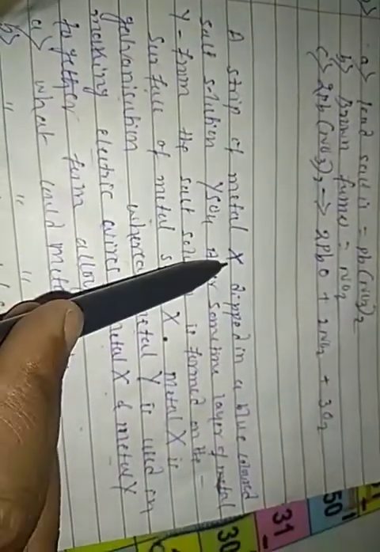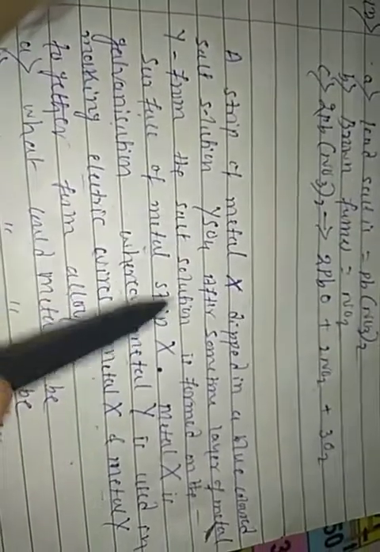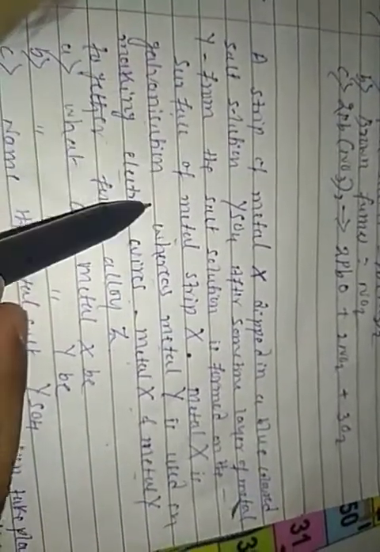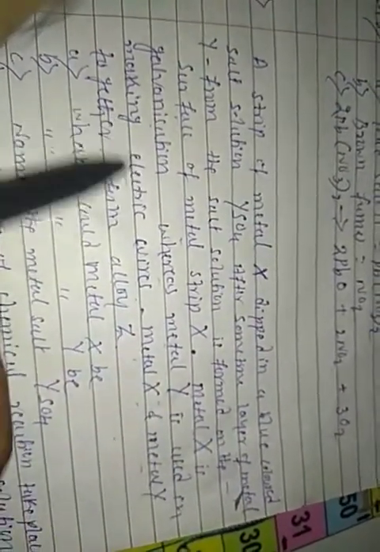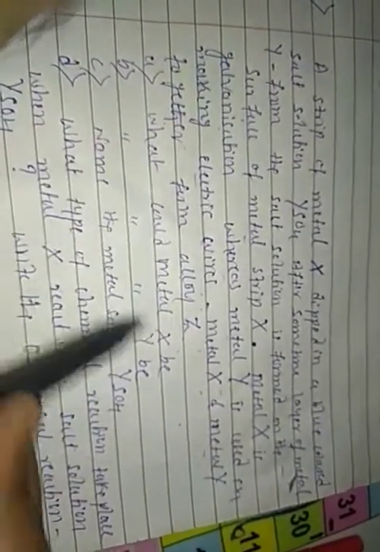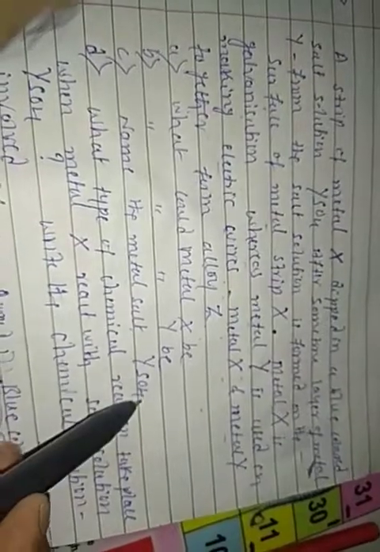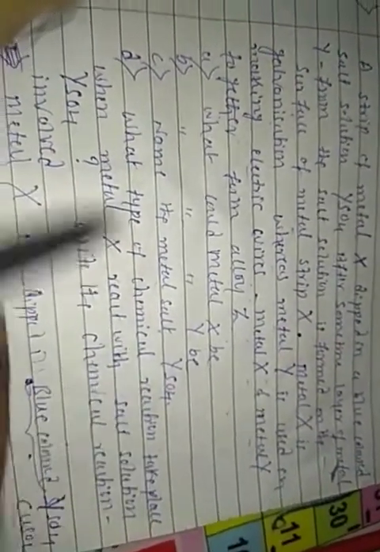Right, students? One more: a strip of metal X is dipped into a blue colored salt solution YSO4. After some time, a layer of metal Y forms on the surface of the metal strip. Metal X is used for galvanization, where metal Y is used for making electric wire. Metal X and metal Y together form the alloy Z. What could be the metal X? What could be the metal Y? Name the salt YSO4, and what type of chemical reaction takes place when metal X reacts with the salt solution?